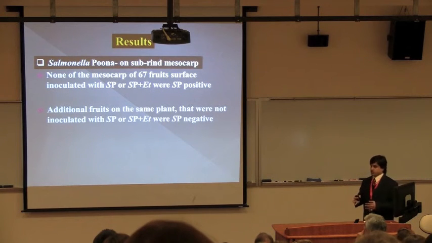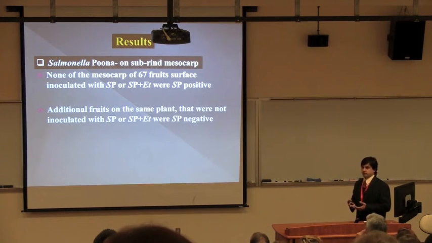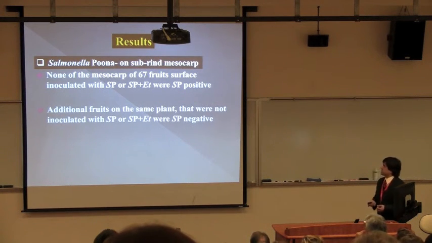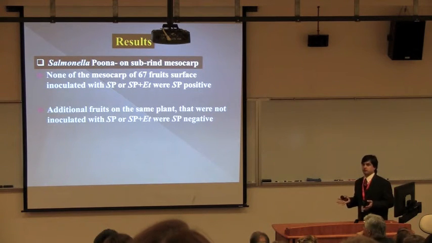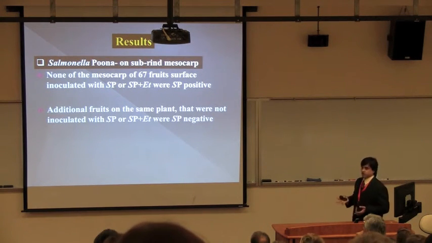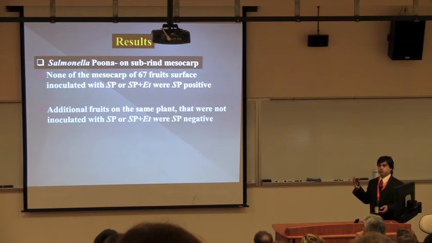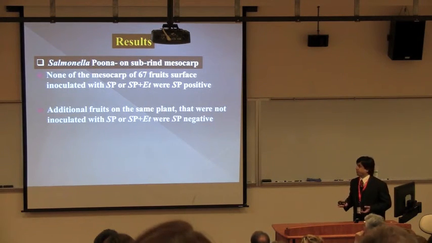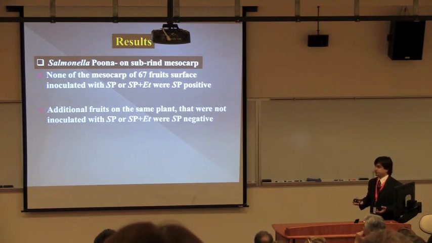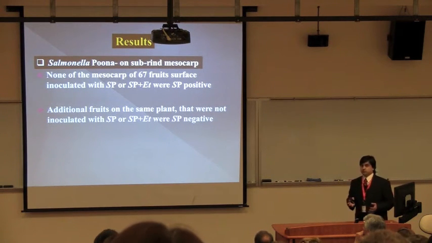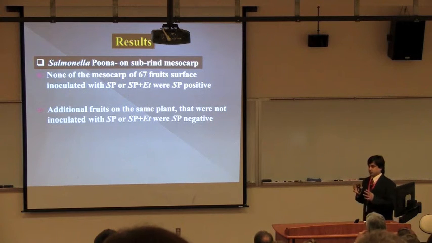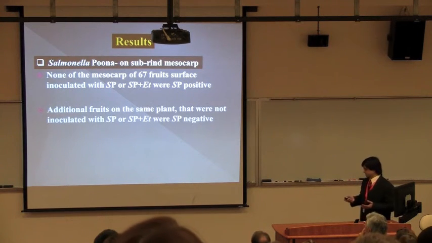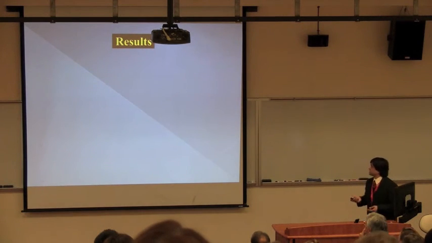So let's go towards the mesocarp right underneath the rind. What we found is none of the mesocarp of the fruits inoculated with Salmonella alone or both of them together were positive for the presence of Salmonella. We didn't find any Salmonella inside the fruit. And the additional fruit on the same plant also did not have any Salmonella.